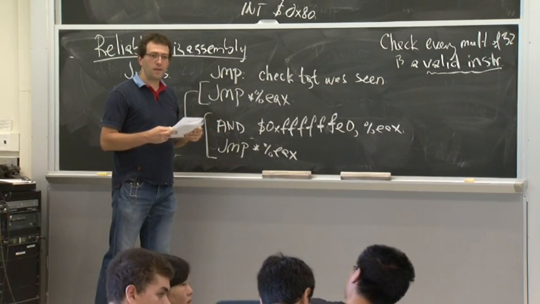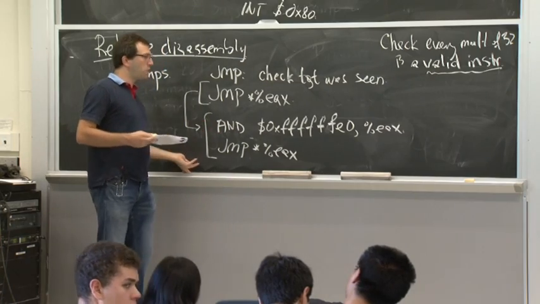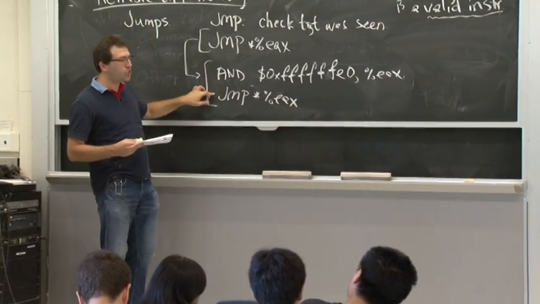This won't be the case for the jumps as well. Yeah, so what happens with a jump? Could a race condition somehow invalidate this check?